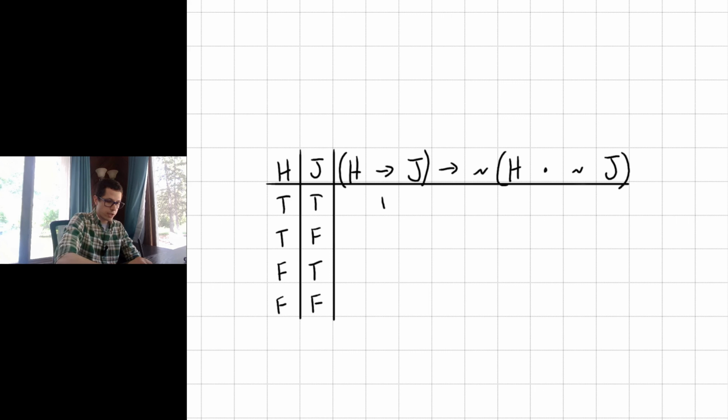True implies true, that's true. True implies false, that's false. False implies true, that's true. False implies false, that's true. Now let's go ahead and evaluate the consequent.